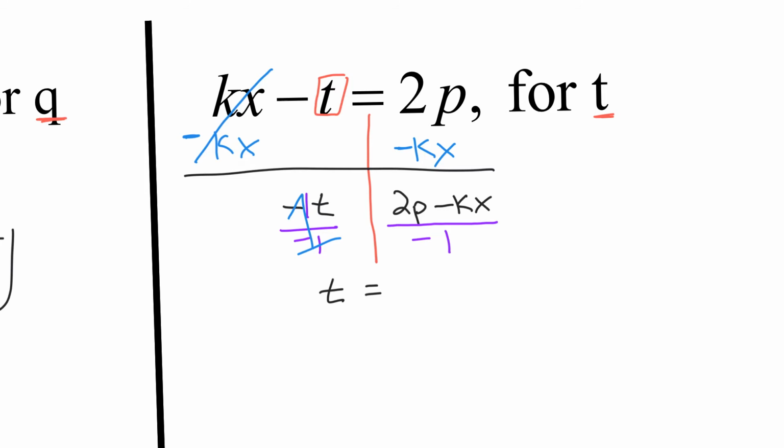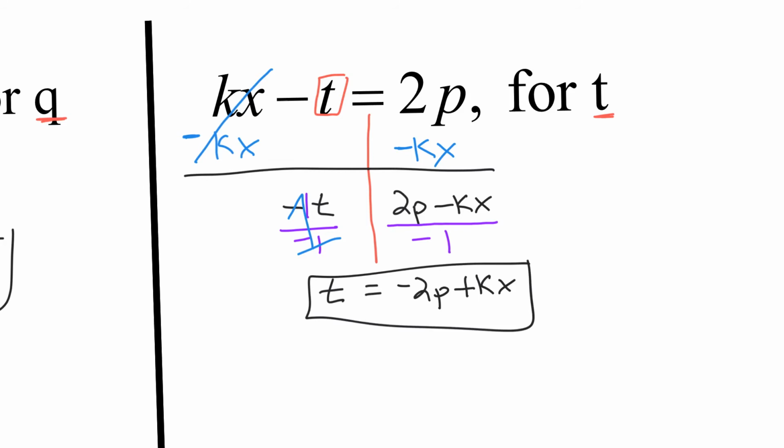2p divided by 1 is 2p. Kx divided by 1 will be kx. But you have to change the signs, because this positive 2p turns to negative, and this negative kx divided by negative will turn into positive. So my answer will be t equals negative 2p plus kx. And we got t by itself.